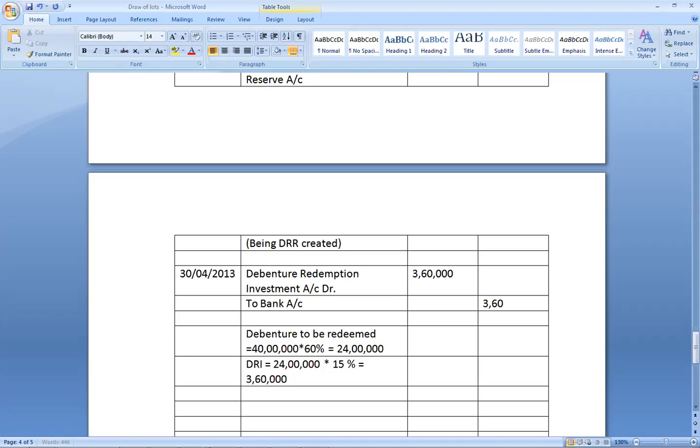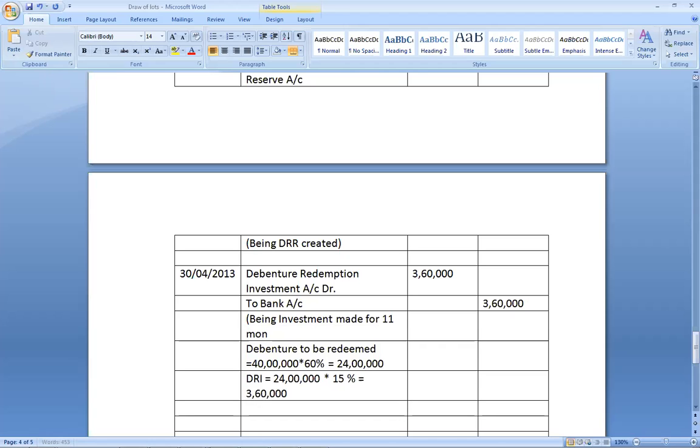Narration: Being investment made for 11 months. Why am I saying 11 months before maturity of debentures? Because this is a rule to make investment for 11 months, and always the date of investment will be 30 April, 11 months before redemption of debentures. Okay.